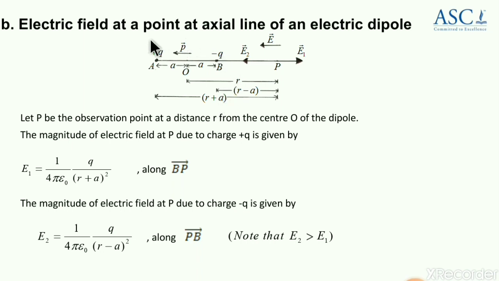For any derivation using a dipole, we have to consider the distance from the midpoint of the dipole, because at the midpoint the plus and minus Q charges are at the same distance. That is the reason that here also, while calculating the total field at point P, we take the distance from the midpoint of the dipole till here, which is r. That is what is shown here. Let P be the observation point at a distance r from the center or midpoint O of the dipole.